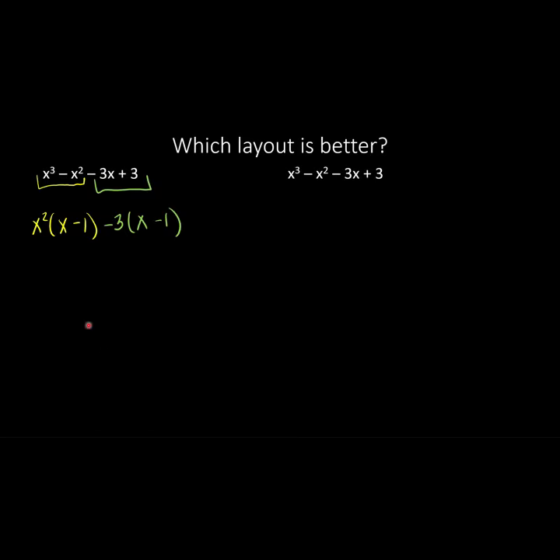Now we can do a quick check of that by distributing through. x squared times x is x cubed. x squared times negative 1 is negative x squared. Negative 3 times x is negative 3x, and negative 3 times negative 1 is the positive 3.